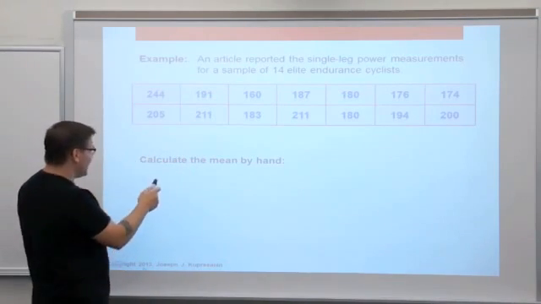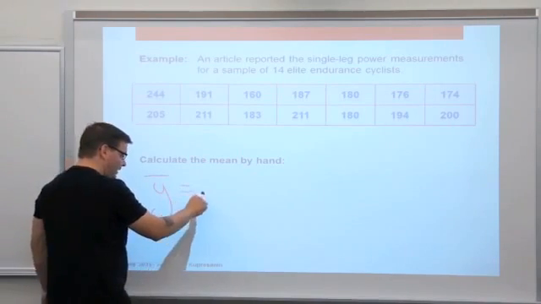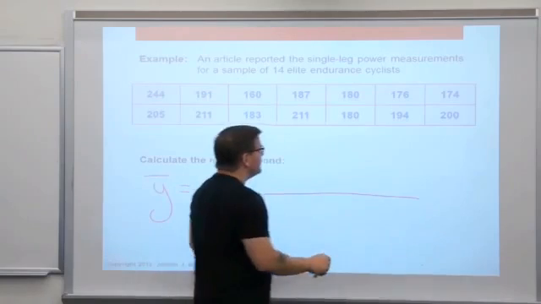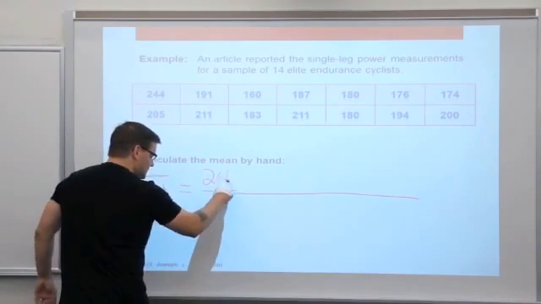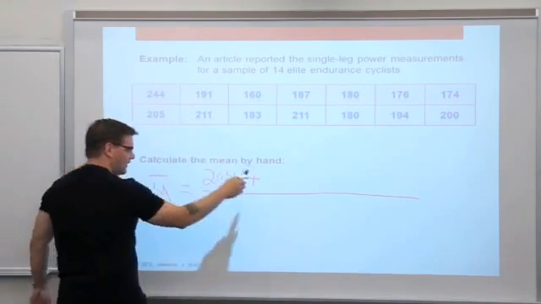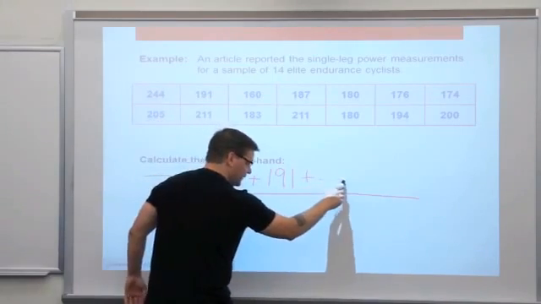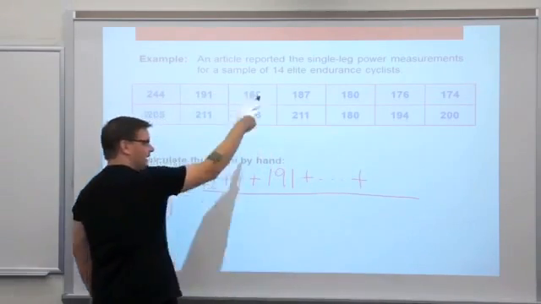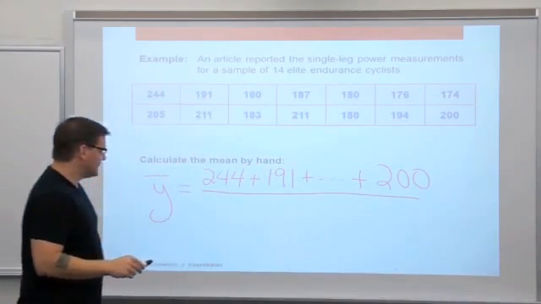Okay, it says to calculate the mean by hand. We'll get right to it. Symbols, y bar. I'm not going to write all 14 numbers down, but 244 plus, I'm adding them up, 191 plus. I'm sort of bored with this, so I'll do the dot, dot, dot. Add them up. I get down to the last one, and I get to 200.